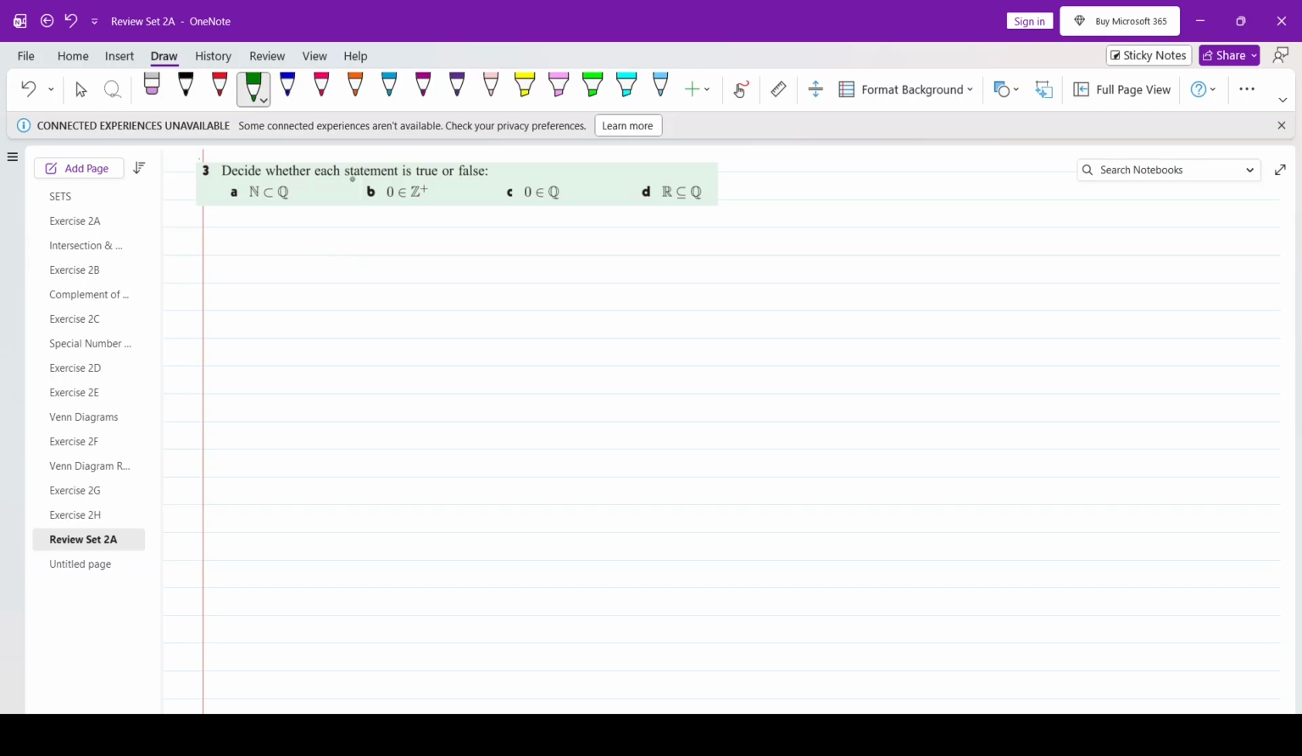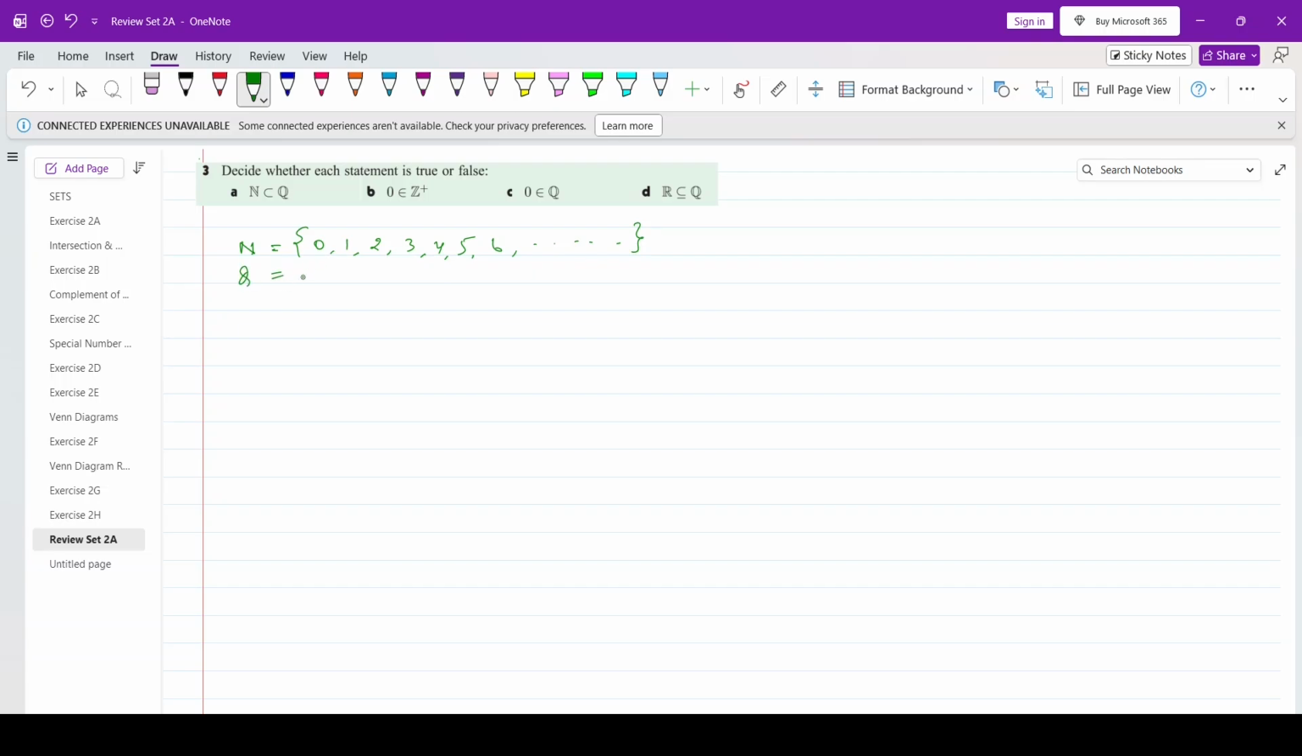Decide whether each statement is true or false. So first, let's write what this N is. N is a set of natural numbers, and that is 0, 1, 2, 3, 4, 5, 6 till infinity. What is Q?